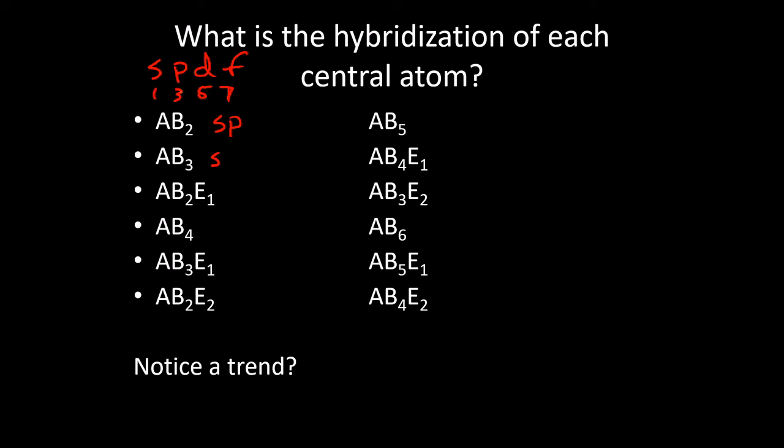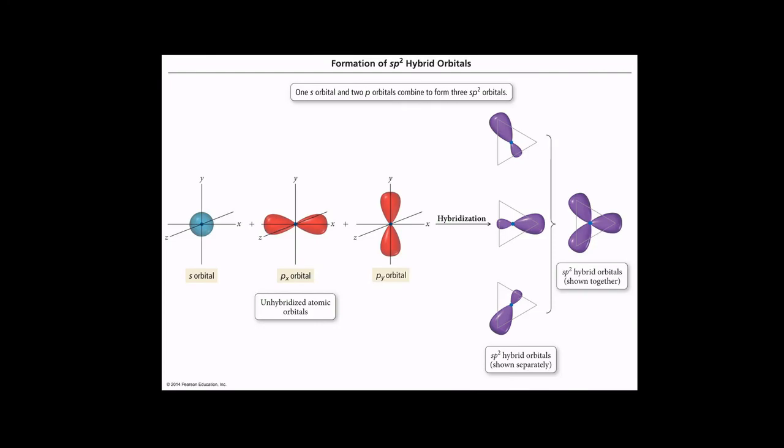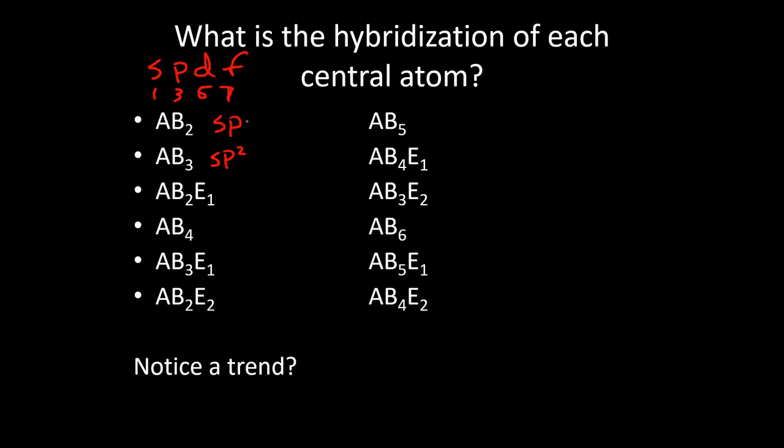So we have 1, 3, 5, 7. So we're going to take the 1s and then 2 p orbitals. And actually, let me make sure I have that notation correct. Yeah, okay. Sometimes I forget if it should be an exponent or a subscript. But it is correct to be an exponent there. So this is sp2 hybridized.